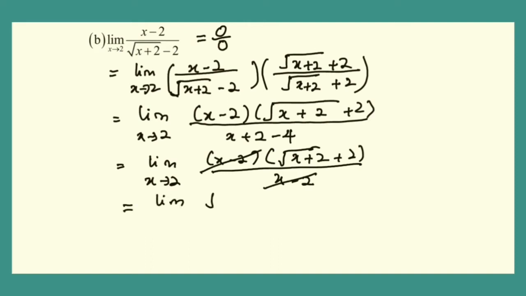Here is the limit of square root of x plus 2, plus 2 as x approaches 2. And then substitute x equal to 2. Here is square root of 2 plus 2, plus 2. And then the answer is 4.